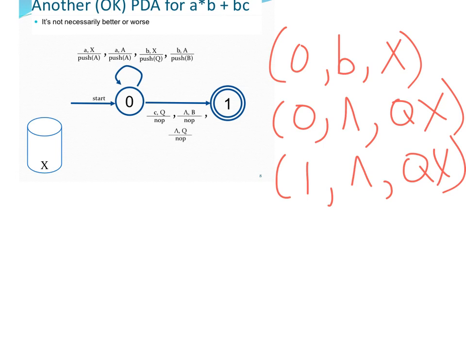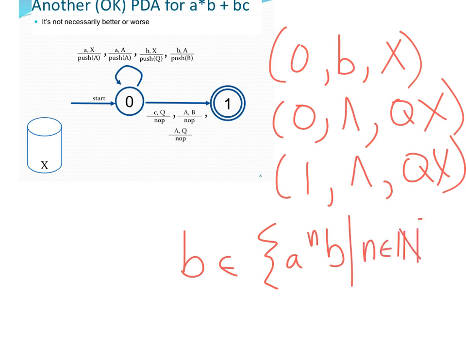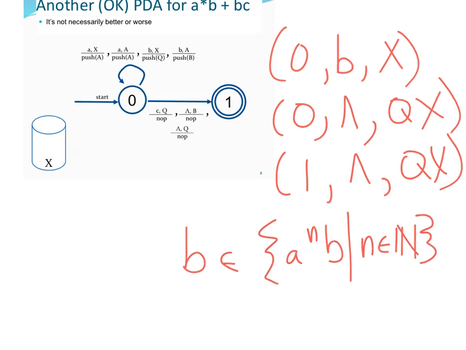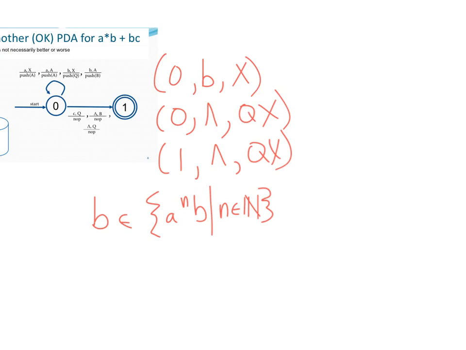So B by itself is in my language, which makes sense, right? Because my language includes A star B, which means we could have 0 A's and just a B. So we wanted this to work, so that's good. We might want to just write B is in the language, and maybe I'll write the language another way: it's A to the N B such that N is in the natural numbers, unioned with the set that just contains the string BC. Okay, so all good. Let's do one more example with this.